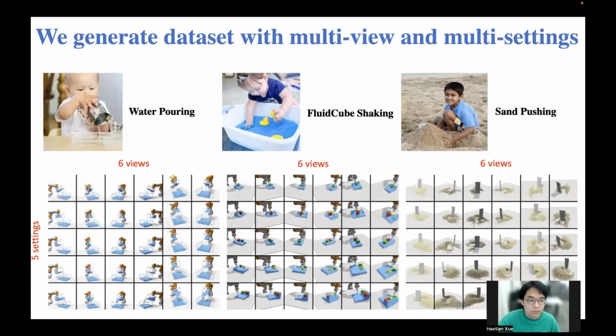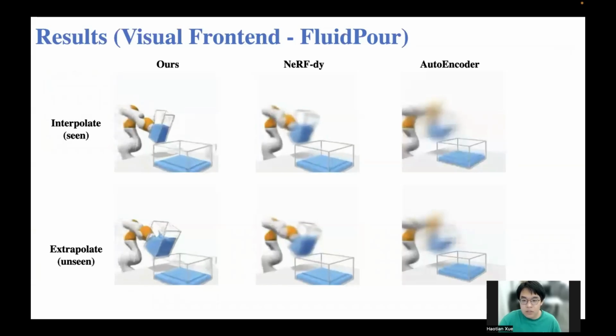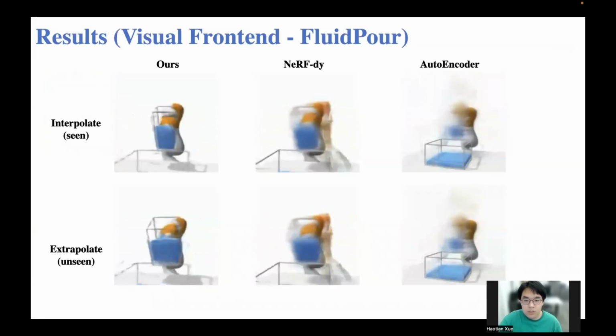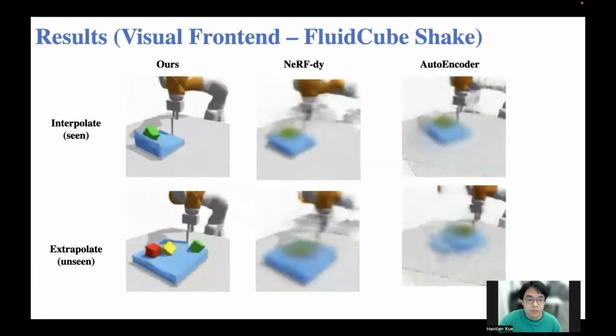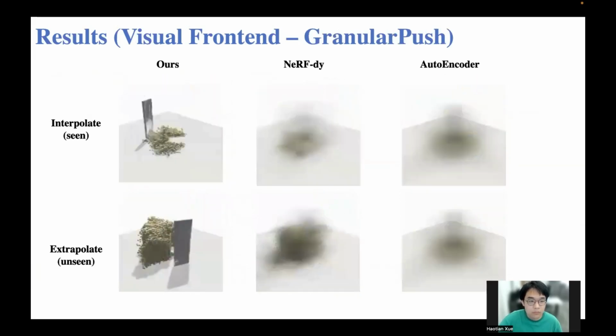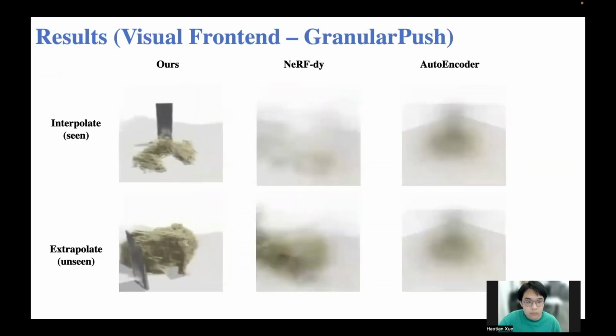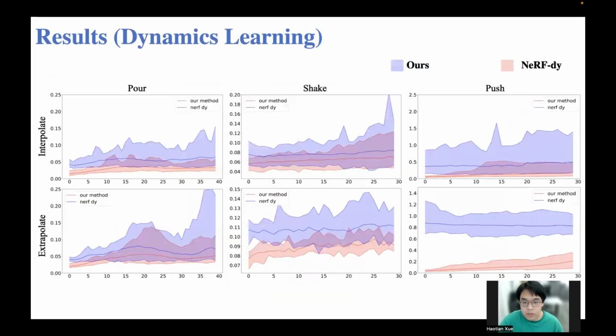of our algorithm. We show that with the same training settings, our visual frontend shows better results than the baseline 3D-aware methods like NeRF and autoencoder, both in the interpolate and extrapolate settings in the 3 environments. We also show that our learned dynamics module can do long-horizon future prediction, outperforming the baseline 3D-based methods like NeRF that do not use explicit 3D representation, in both interpolate and extrapolate settings in the 3 environments we created.